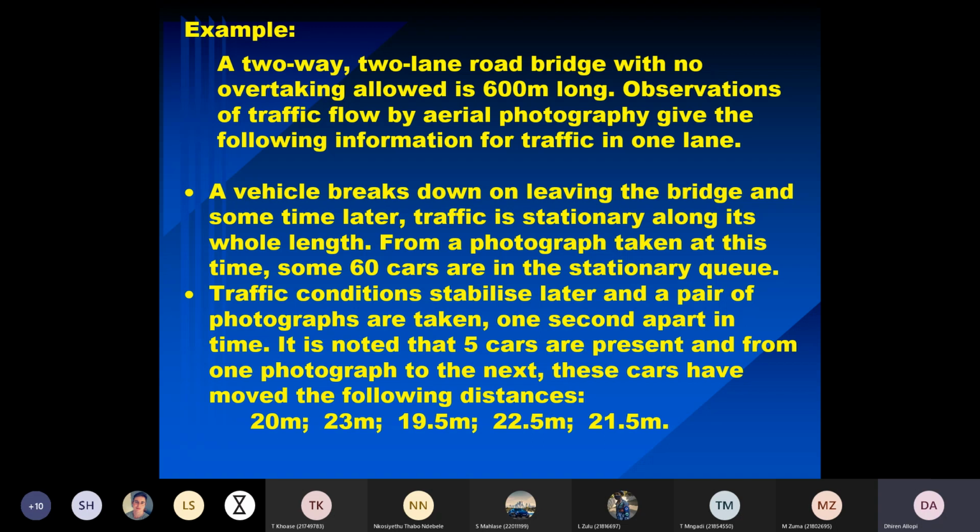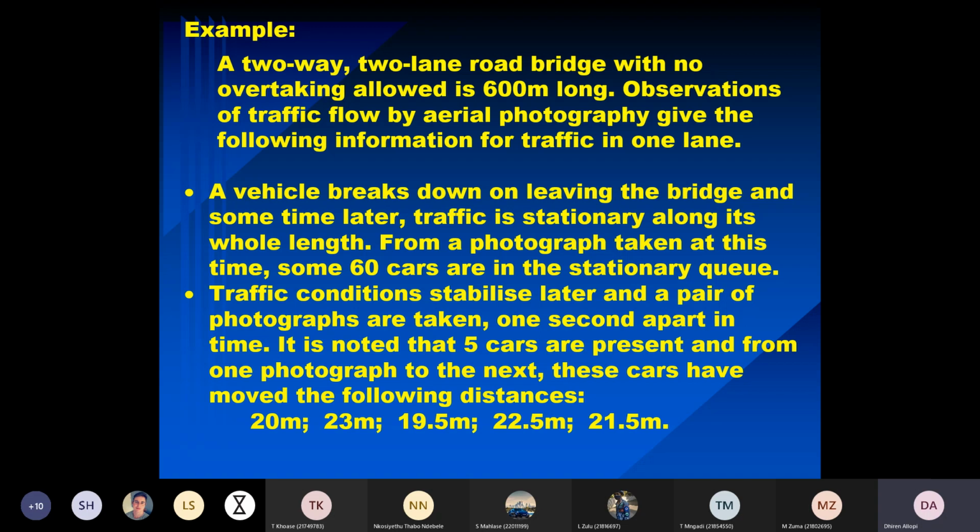There you have a typical question where you have a two-lane, two-way road bridge with no overtaking allowed, and the bridge is 600 meters long. You observe the traffic flow by aerial photography, and you observe that a vehicle breaks down just before leaving the bridge, at the end of the bridge, which has resulted in a queuing of vehicles on the bridge. You counted some 60 vehicles queued on the bridge, stationary vehicles. So from there, from stationary vehicles, you can quite easily determine jam density, DJ, the number of stationary vehicles.